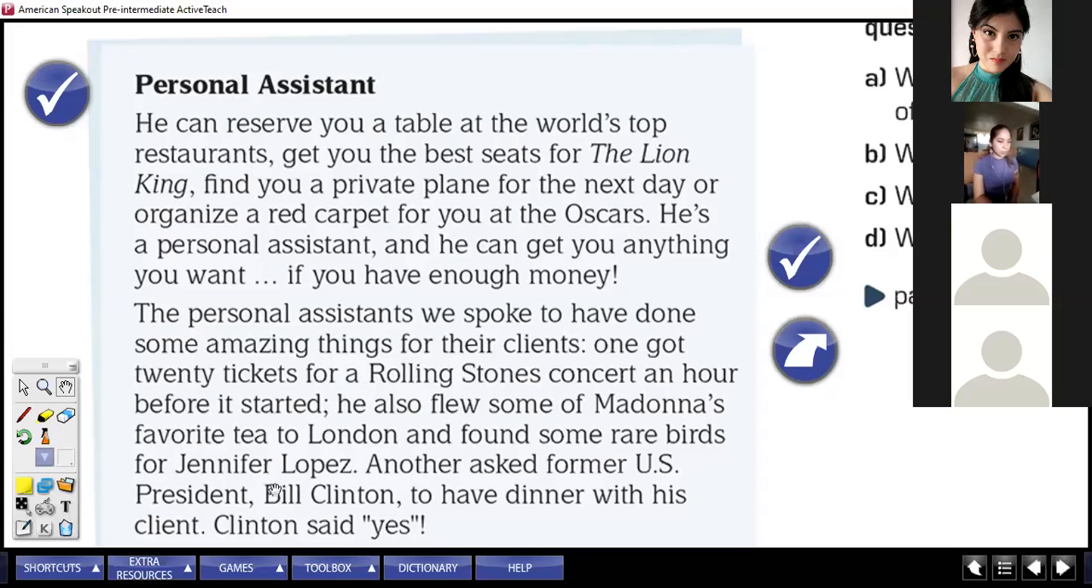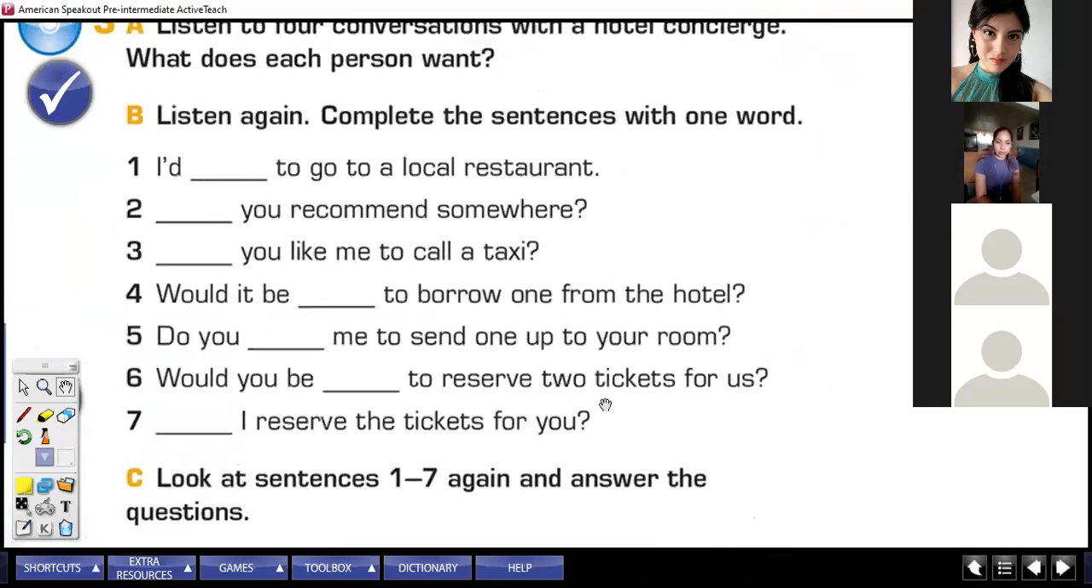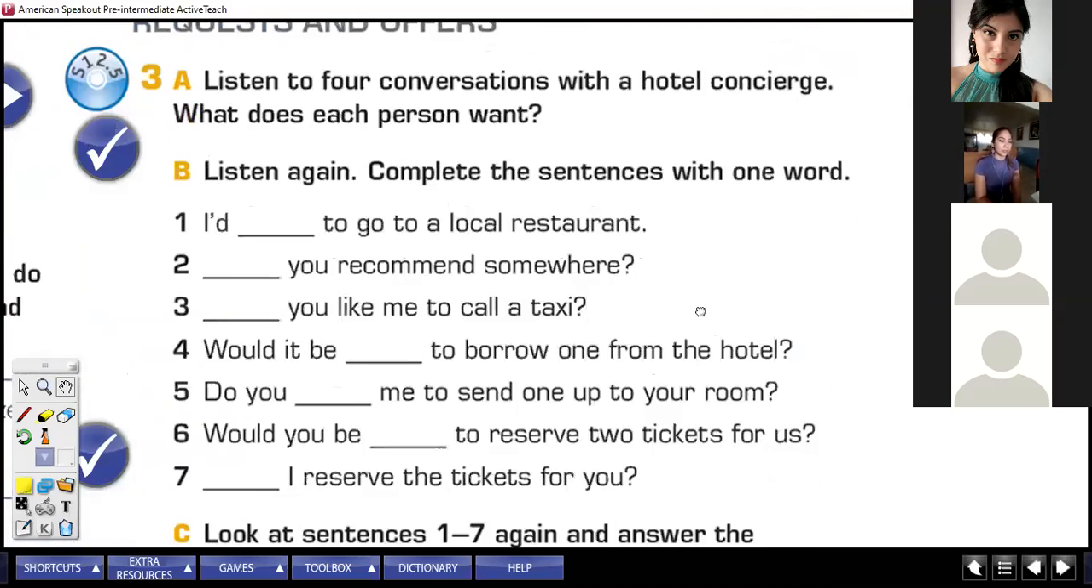Okay, continue please. Another asked former US President Bill Clinton to have dinner with his client. Clinton said yes. So how can you get this person, the president, to say yes? These are all the amazing things that personal assistants can do. It sounds interesting, right? To be a personal assistant.